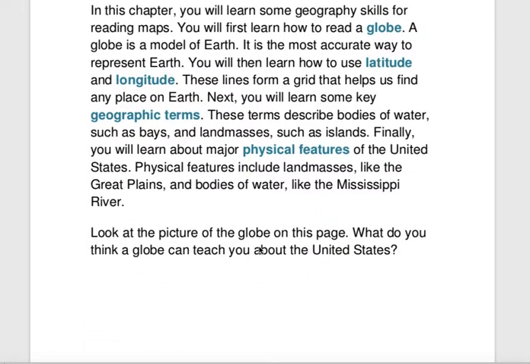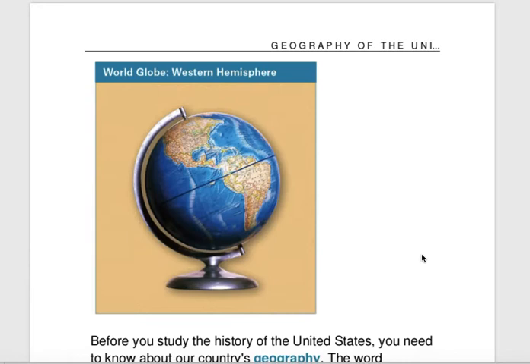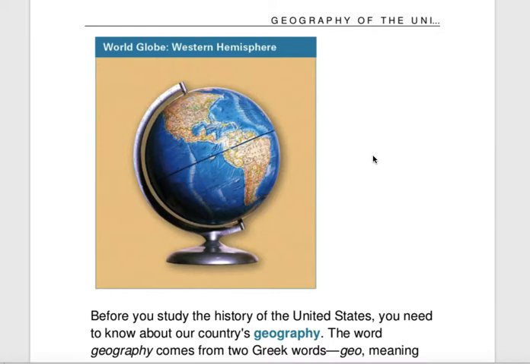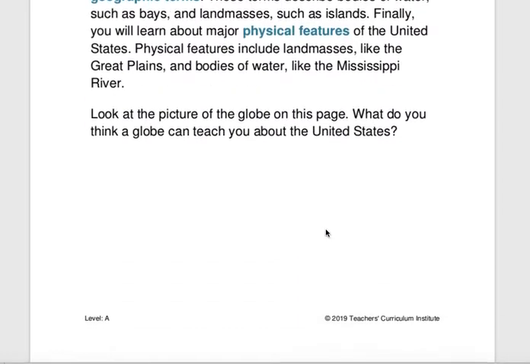Look at the picture of the globe on this page. What do you think a globe can teach you about the United States? So that's referring to this globe. Well, right away, when I look at this picture, it does say world globe, Western Hemisphere. And when I look here, I can see that this is North America, which the United States is located in. We have South America, and there's this line in between, which is called the equator, and that separates the northern hemisphere and the southern hemisphere. So that's what I can tell about the globe.